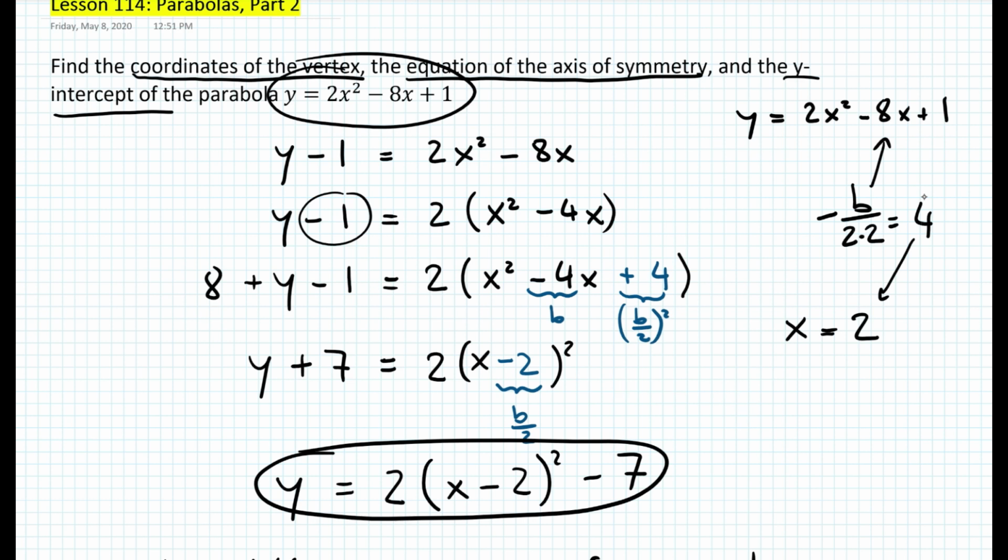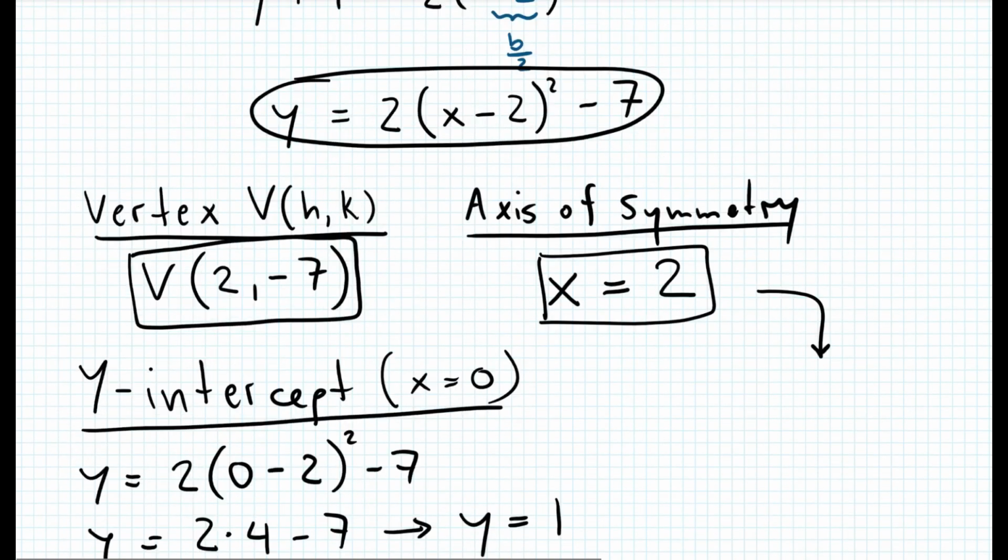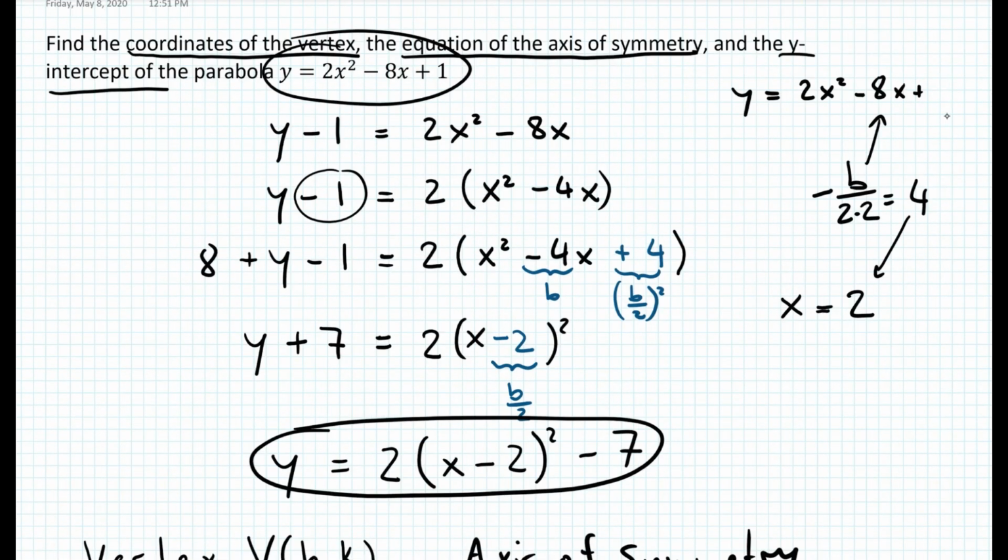So let's summarize this. If you have an equation of y is equal to ax squared plus bx plus c, where a is not 0, then the axis of symmetry has to be x is equal to negative b over 2a. So this is actually always the case. If you go back here, we can actually verify this. So let's erase all of this.